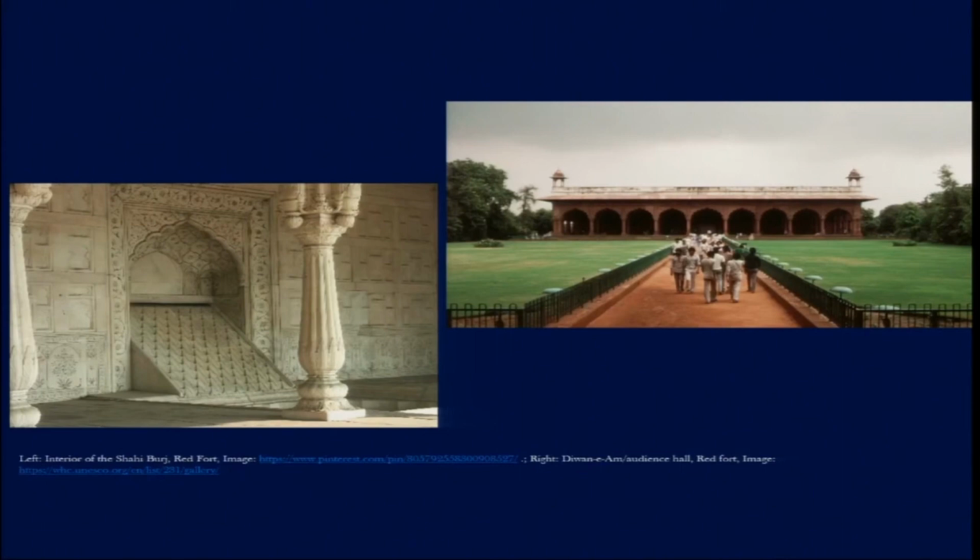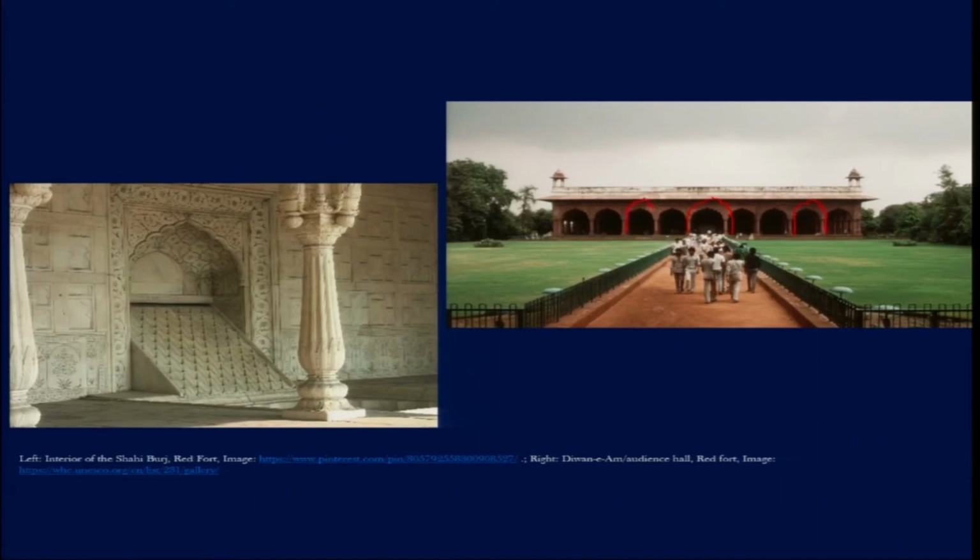Now another aspect that is also characteristically Mughal, and here in this image, as you can see, the archway that we have here is not just a plain archway, but a cusped archway, and this cusped archway is something that is very characteristically Mughal.